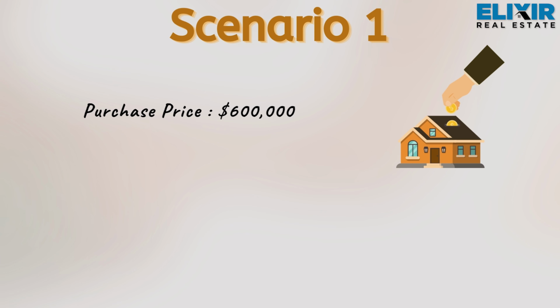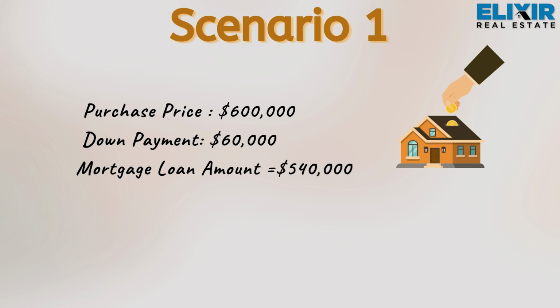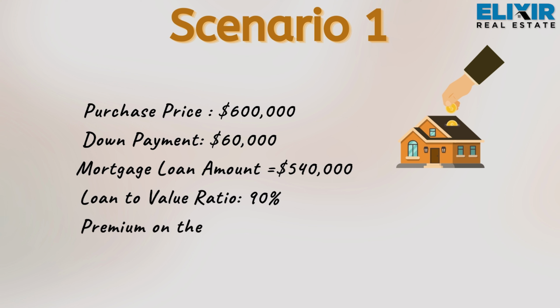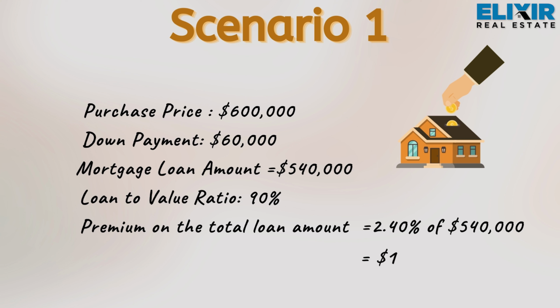Let us now go through a couple of premium calculation samples to make it more clear. Scenario number 1, where the purchase price is 600K, the down payment is 10%, which is 60,000. Mortgage loan amount is 540K. Loan to value ratio here is 90%. Premium on the total loan amount is 2.4% of 540K, which is 12,960.